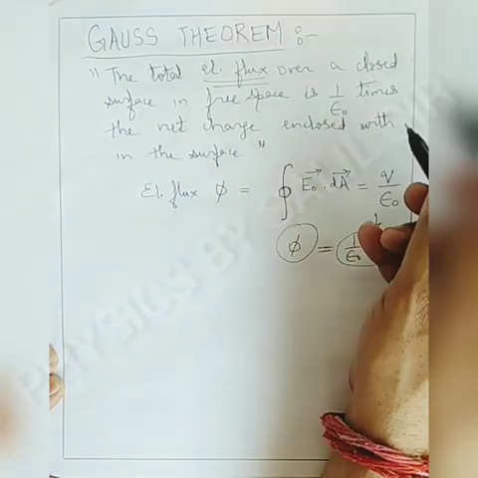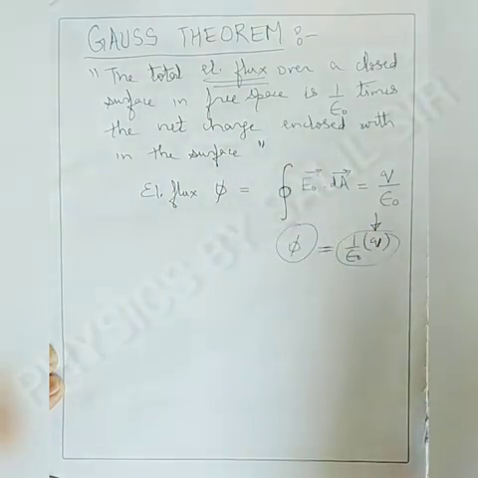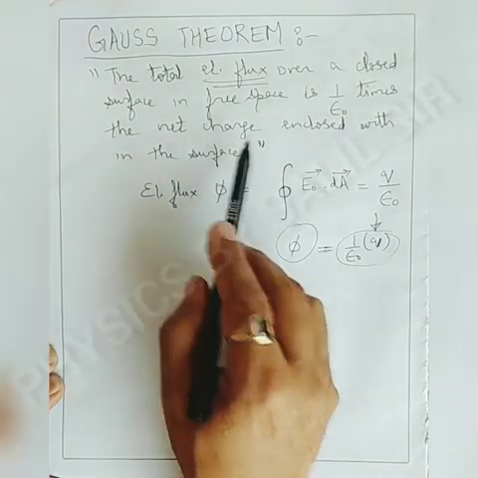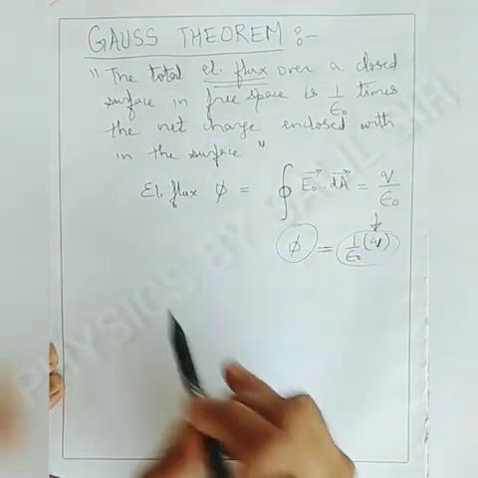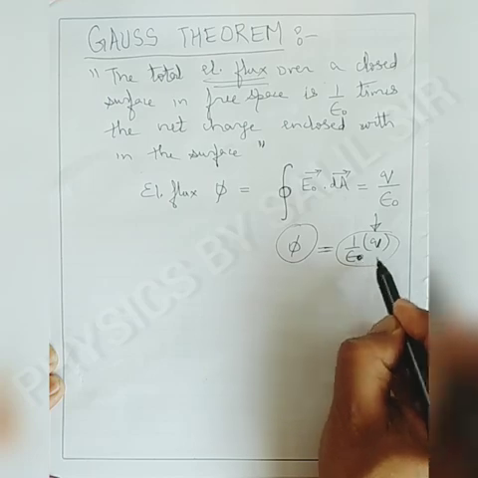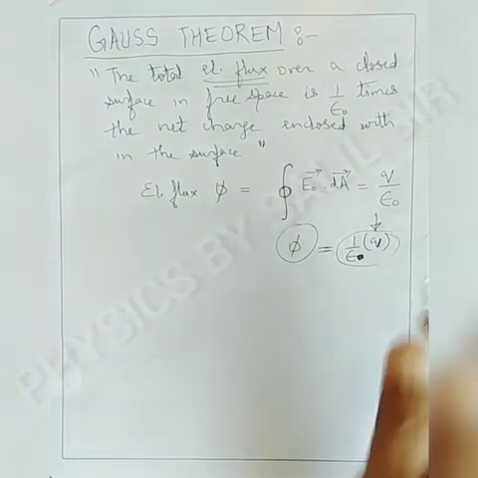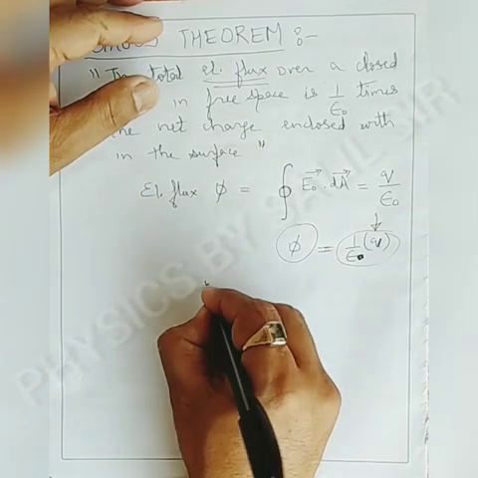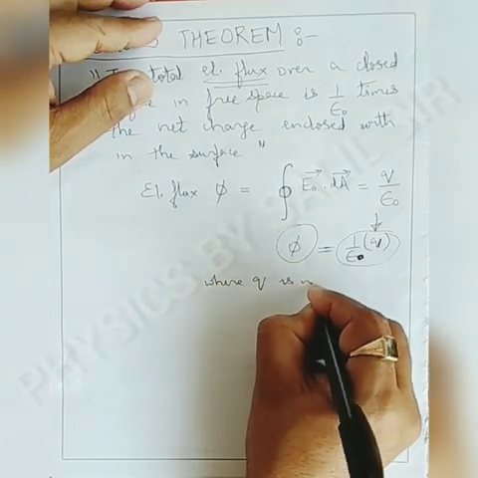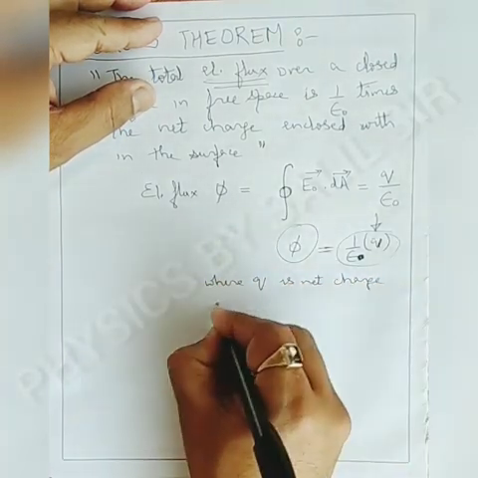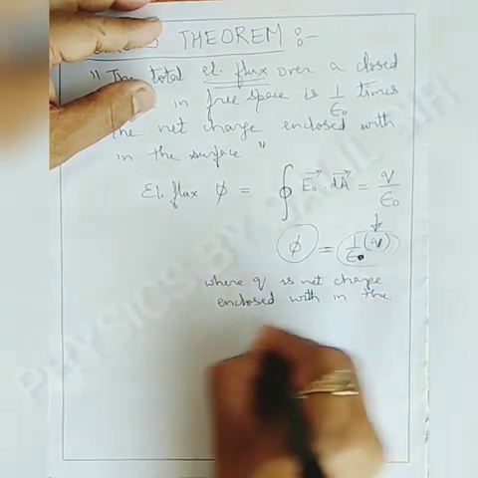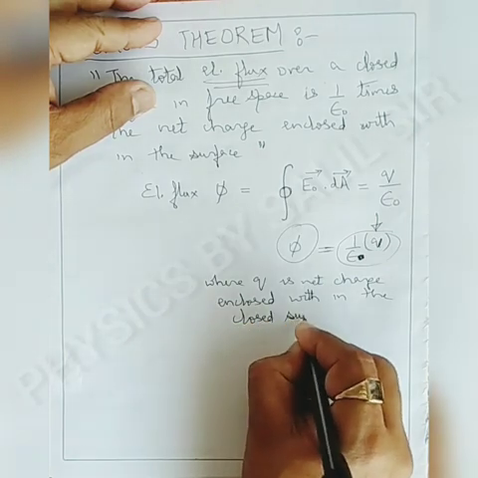Over a closed surface in free space, free space means vacuum, is 1 upon epsilon naught times the net charge Q enclosed within the surface. The net charge enclosed within the surface divided by epsilon naught will be equal to the electric flux. Here Q is the net charge enclosed within the closed surface.